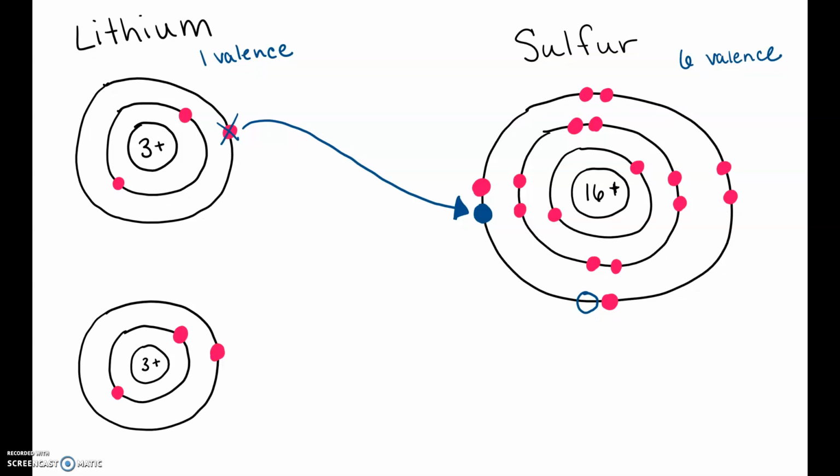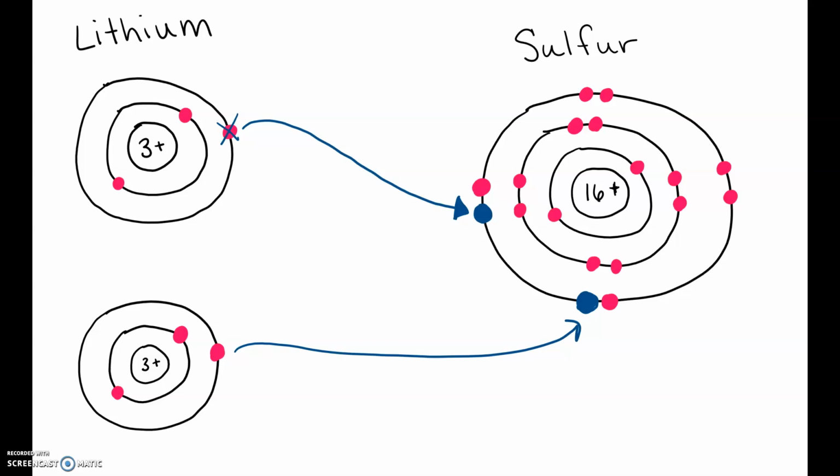Now, after it gains this electron, sulfur only has 7 valence electrons. And so it's going to steal an electron from another lithium atom to fill this other spot. And when it does that, it will now have a full set of 8 valence electrons. Okay?